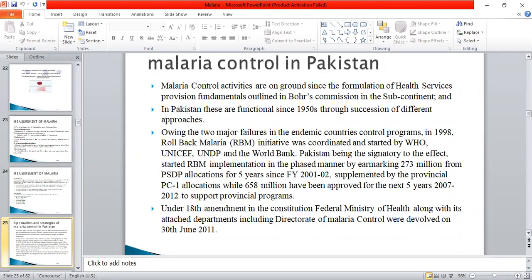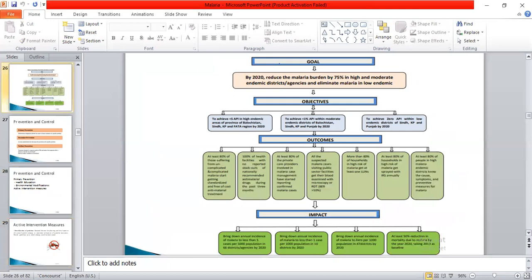Pakistan, being a signatory to the pact, started Roll Back Malaria implementation in a phased manner by earmarking 273 million from the PSDP allocation for 5 years, and then approval for the next 5 years, 2007 to 2012, to support provincial programs. Under the 18th Amendment in the Constitution, the Federal Ministry of Health along with its attached department, the Directorate of Malaria Control, were devolved on 30 June 2011.